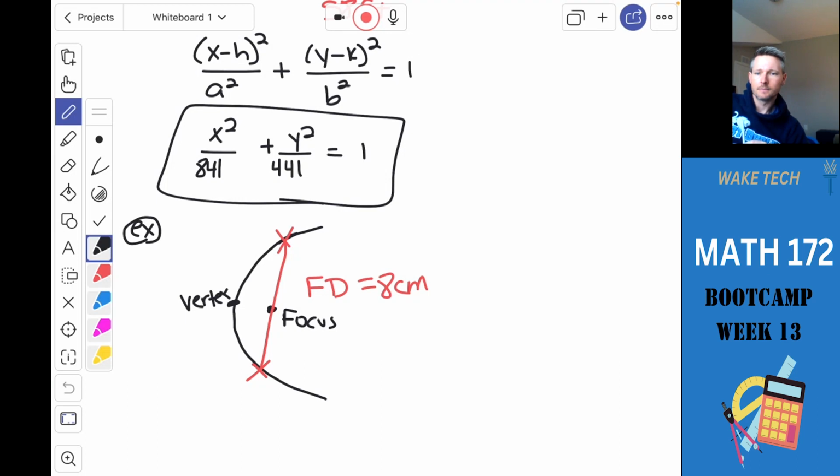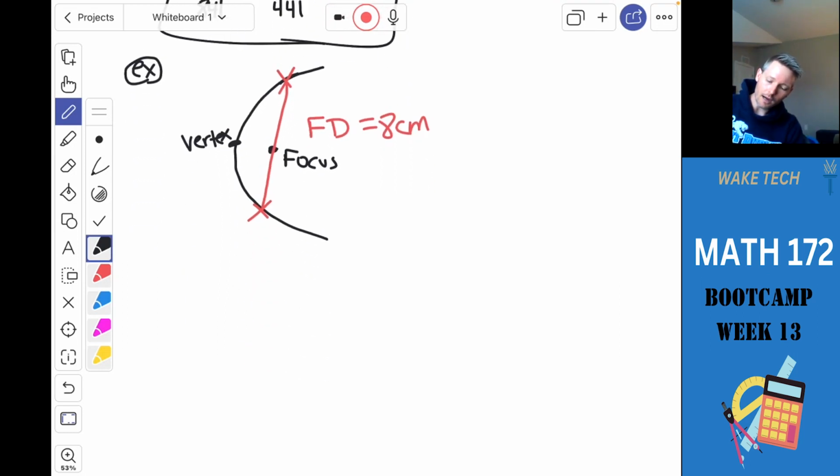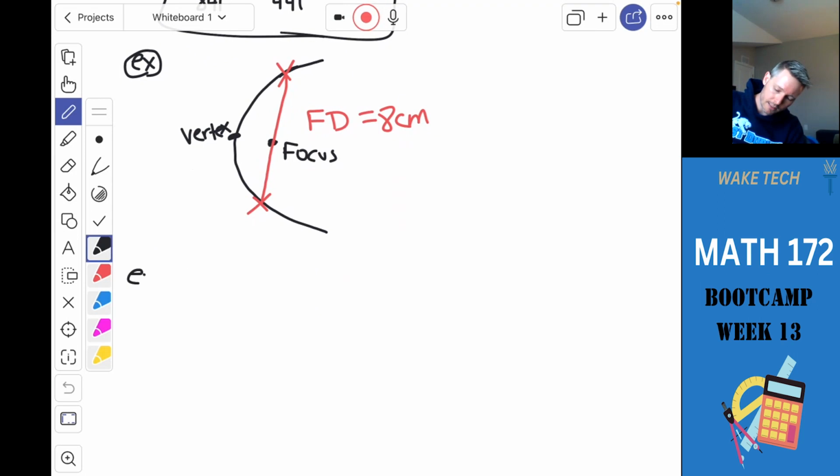Okay. So I'm going to put one more screenshot in the chat. It's a hyperbola question. So I will give you some time, a couple of minutes, to read through that question and have a shot at creating its diagram.